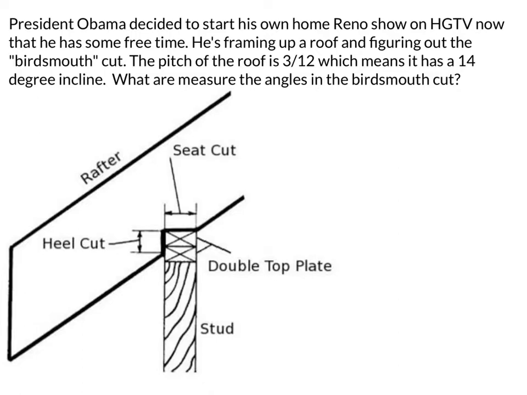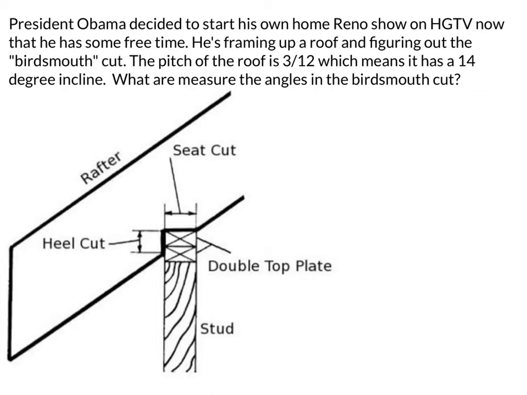All right, now President Obama's deciding to get into the HGTV game. He's starting his own home reno show, and he has some free time after being president. So he's framing up a roof and figuring out the bird's mouth cut, and the pitch of the roof is 3 over 12, which means that it has about a 14-degree incline, something that you could see on your Swanson Speed Square or your roof framing square, any one of those. And we can actually figure that out using inverse trig, which is coming, don't you worry.